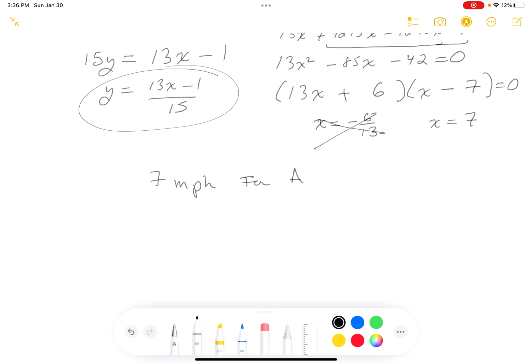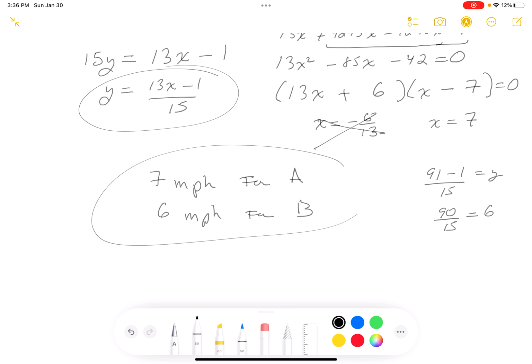So it's going to be 13 times 7. That's 70 and 21, 91, minus 1. We're trying to get the y, by the way. Over 15. This is 90 over 15. And let's see, that would give you 6, right? Yeah, 6 miles per hour for B. And that's it.